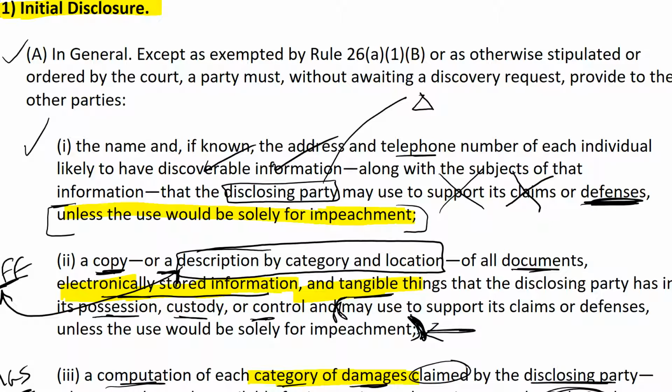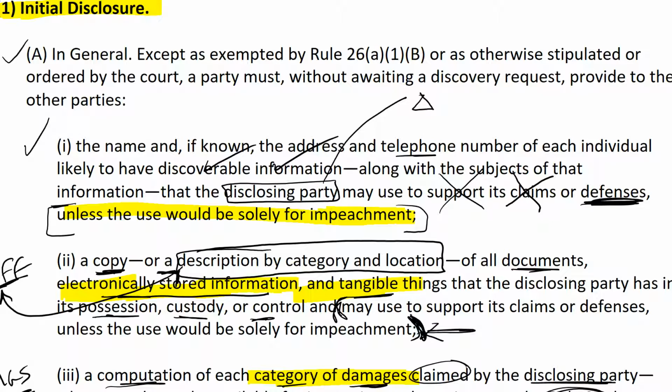And here impeachment means putting on evidence that paints somebody as being a liar, right? Impeachment means you put on evidence that calls into question someone else's capacity for being truthful, right? So impeachment evidence would be something, for example, that might show that the plaintiff was a liar, right? Or some witness was a liar.